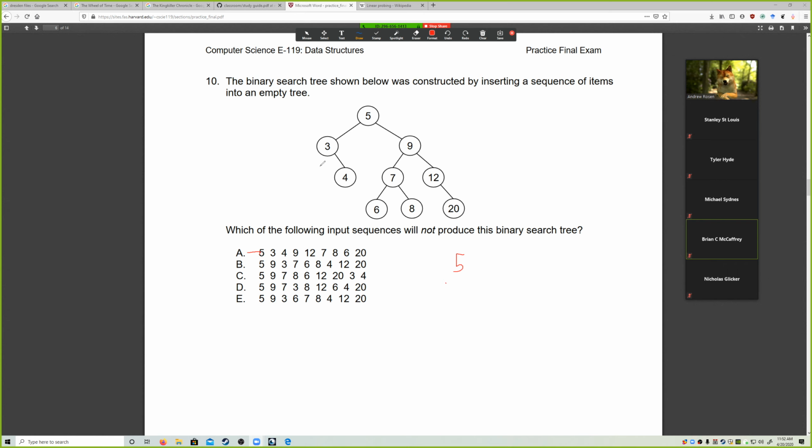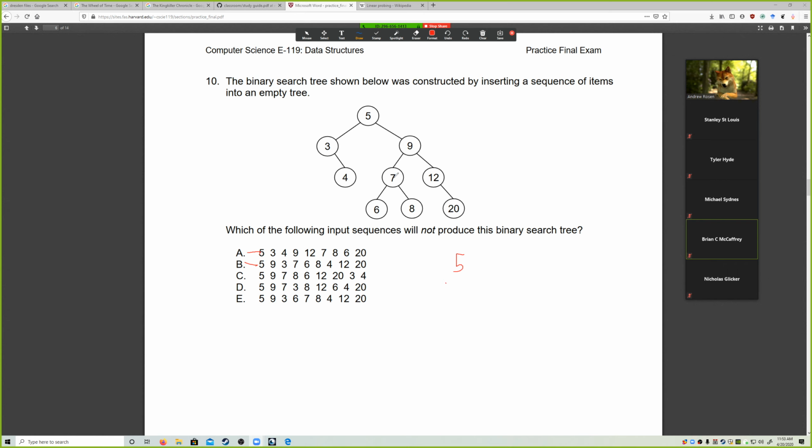5, 9, 3, 7, 6, 8, 4. So that was fine because we did the 3 before that. What we're looking for is a gap, a creation order that would put in a gap, because you can build this tree in a whole bunch of ways. Now we do 12. 12 came after the 9, so that's perfectly kosher. And the 20 came after the 12, so boom. That's perfectly fine. 5, 9, 7, 8, 6, 12, 20, and then 3, 4.